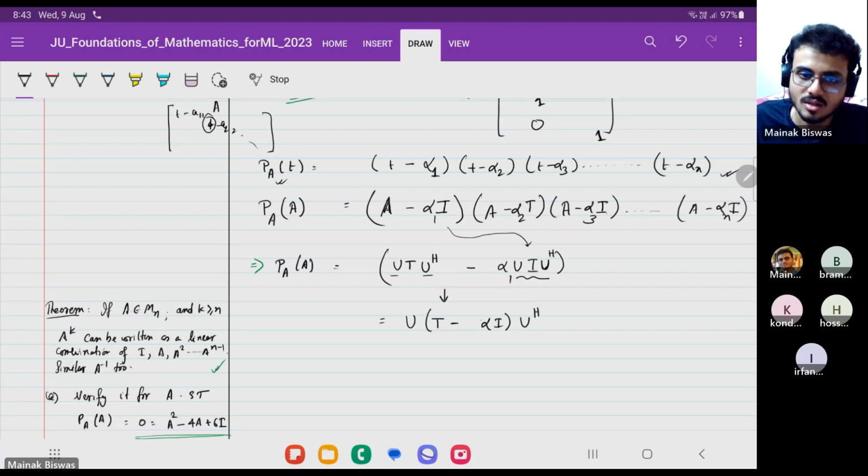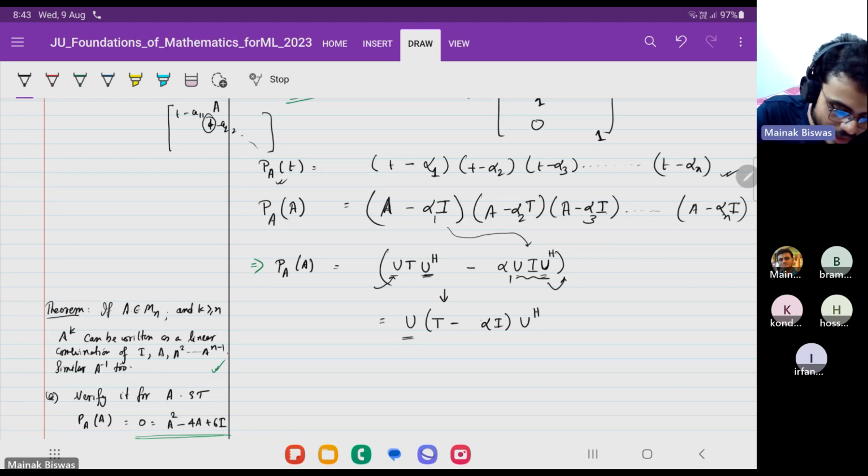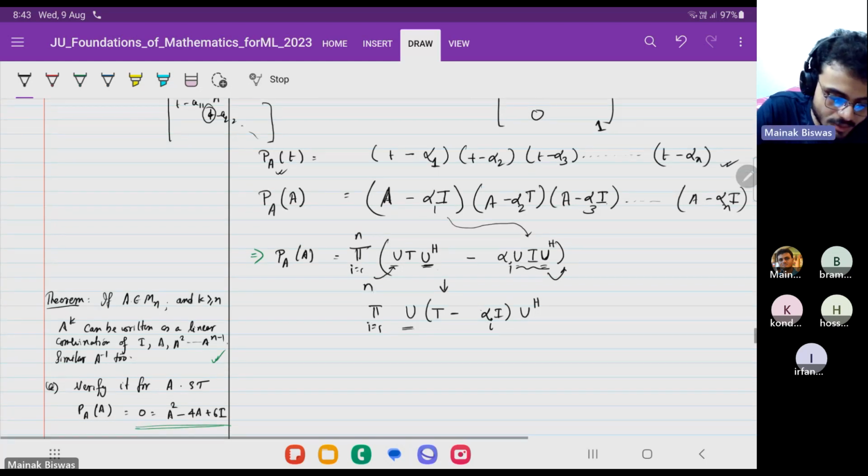Is this okay? Because on both sides you have this U, you can take the U out without any problem. And here on the right also you have a U, so you can take U out without any problem. Do you agree? Yes or no? Yes. So what will happen to the others? If you take the product of these, what will you end up with? So i equal to 1 to n. What will you end up with?